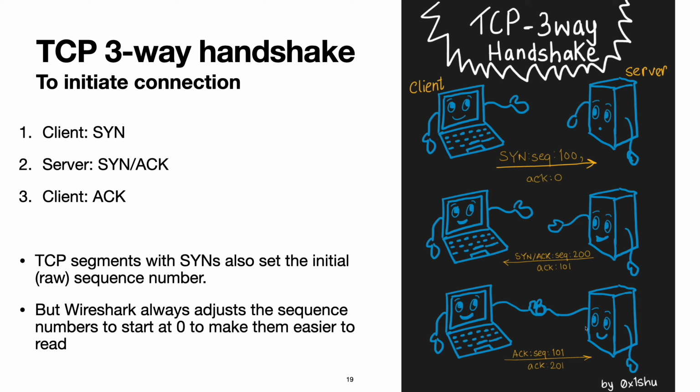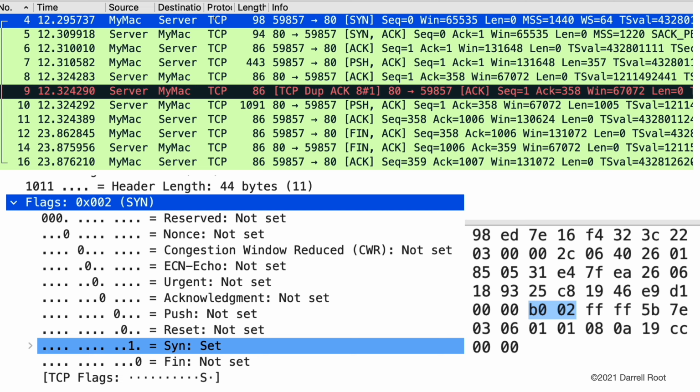Wireshark always adjusts the sequence numbers to start at 0 to make them easier to read. These are sample raw numbers. The actual numbers will be some huge random number. This is an entire TCP connection from a web client to a web server. We start out with a packet from the client to the server with TCP. Source port is a random high port. Destination port is 80, so this is HTTP, and it includes the TCP SYN flag.